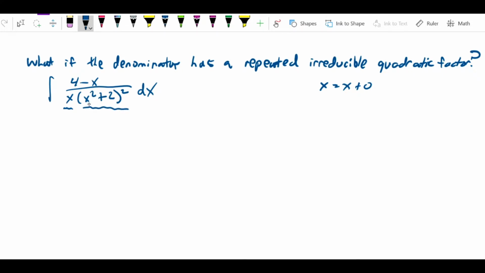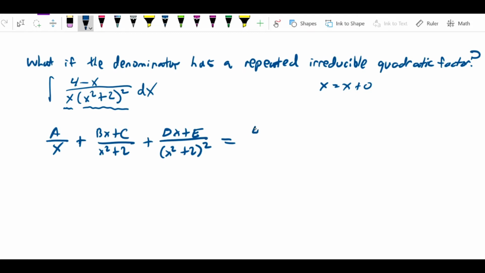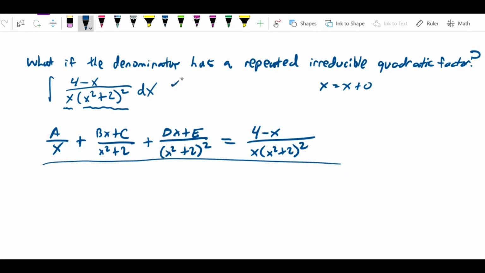It's repeated in the sense that it's a quadratic factor, it's irreducible, and it also has an exponent of 2. So the correct decomposition of this is a over x, that's how you deal with the linear factor, plus (bx plus c) over (x squared plus 2). And then since the quadratic factor is repeated, we have (dx plus e) over (x squared plus 2) squared. And we set that equal to (4 minus x) over x (x squared plus 2) squared. So that's the correct decomposition for this integral here.